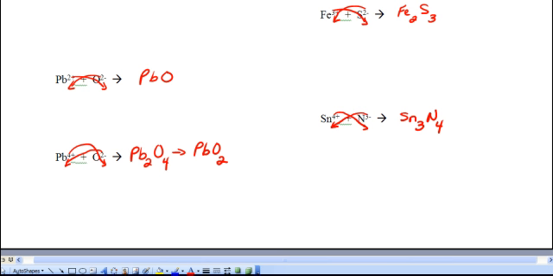Alright? So, the basic idea behind predicting the formulas for these ionic compounds is you simply crisscross the charges and reduce to the lowest whole number ratio. In the next podcast, we're going to show you how to name these compounds.